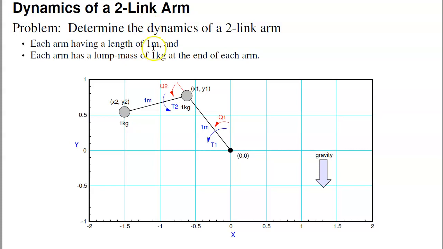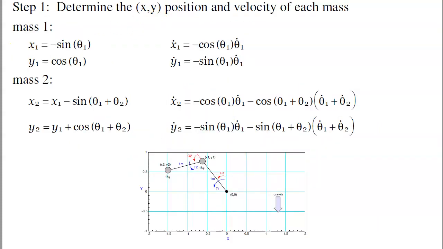In this case, we'll define X and Y, and it's a robot. The lengths are 1 meter long. Q1 is the angle relative to the y-axis. Q2 is the angle relative to Q1. Each arm has a length of 1 meter, and each arm has a mass of 1 kilogram at the tip. The first step is to come up with the dynamics for the robot.